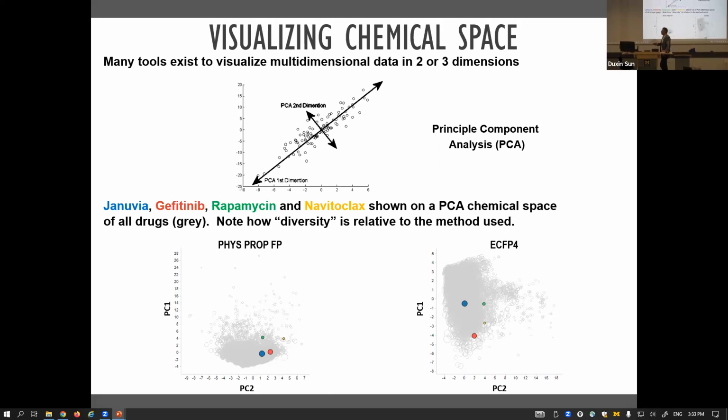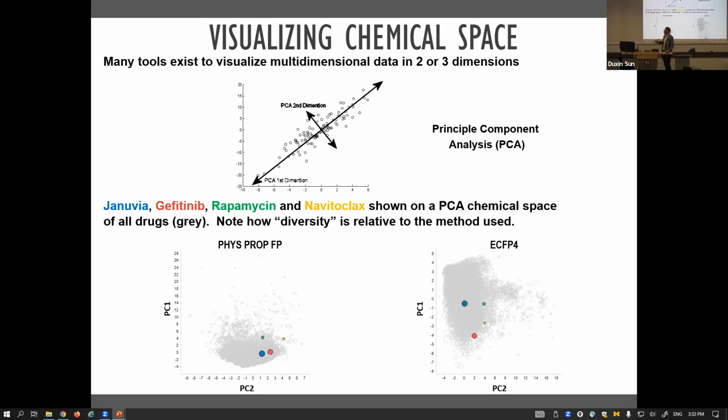We took the exact same set of molecules and fed them through a fingerprint algorithm that turned our data into 2,000 dimensional data. And then we put it through PCA, and it gives us, again, this 2-dimensional data. The point that I want to make here is that there are 4 drugs: Januvia, Gefitinib, Rapamycin, and Navitoclax, and they're colored differently in the plot.